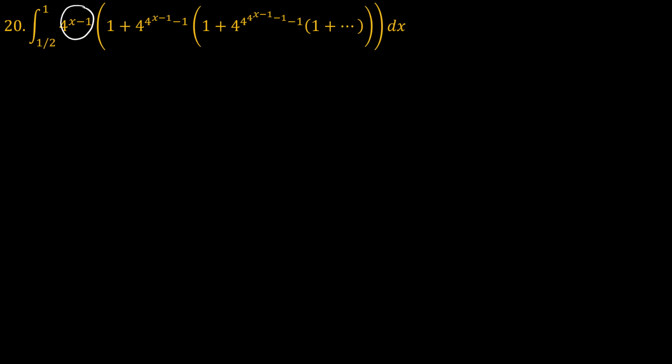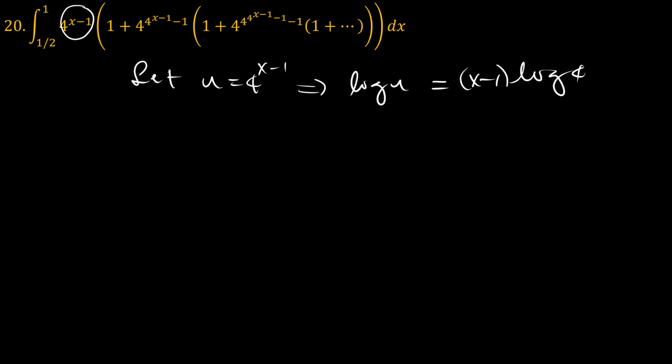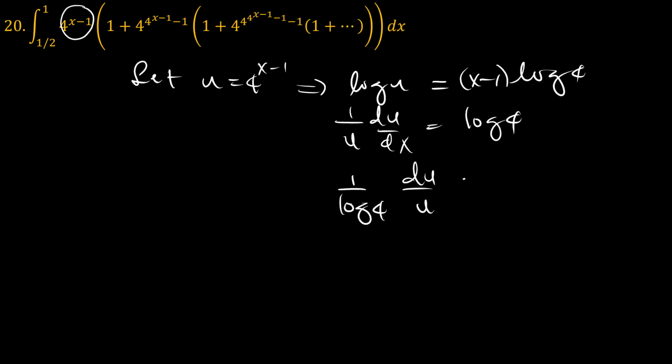And so we'll say let u be equal to 4 to the x minus 1, meaning that log of u is equal to (x minus 1) log 4, and so 1 over u du/dx is equal to log 4. And what does that mean? It means that 1 over the natural logarithm of 4, du over u, can be used to substitute for dx.